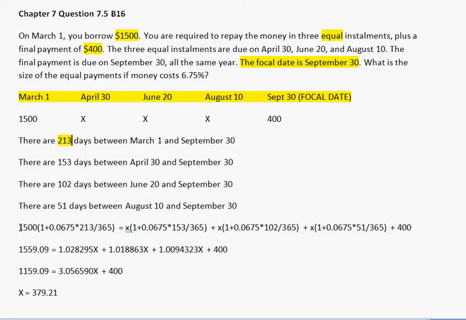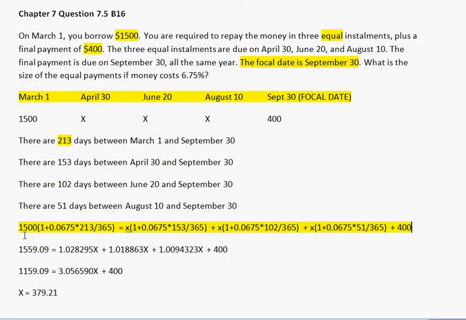Now here's the equivalent value equation which I've constructed here. Let's have a look at that. Notice that the focal date is later in time than each of those 4 events. It's later, therefore we use the future value equation. So S equals P(1 + RT).